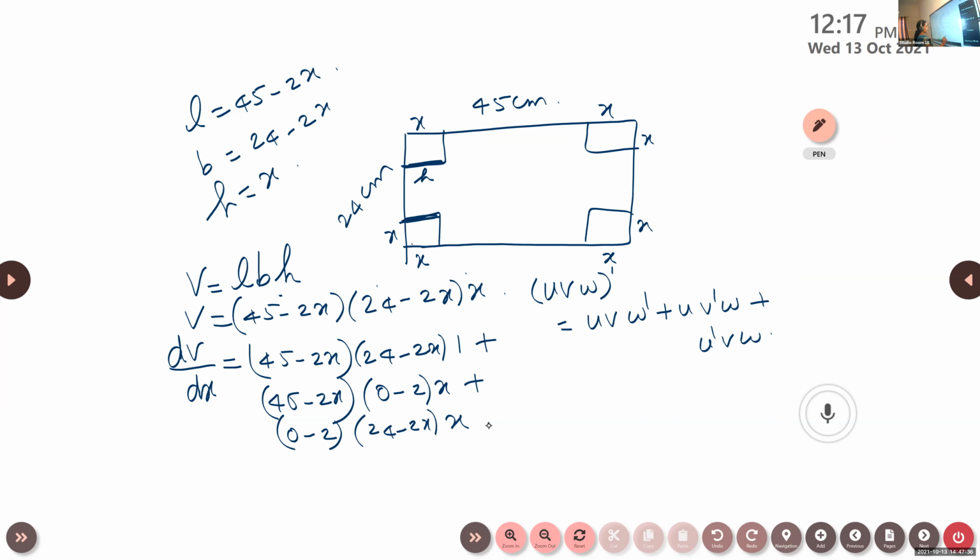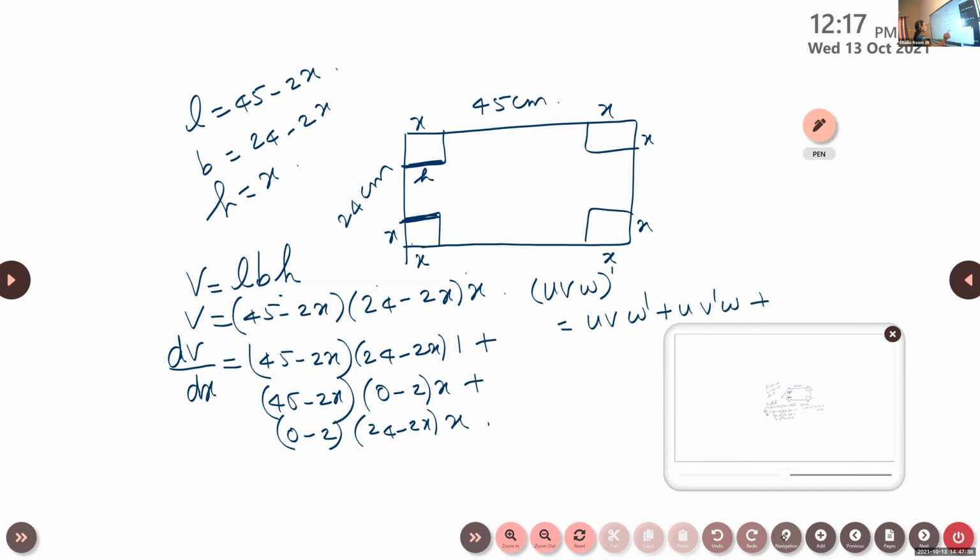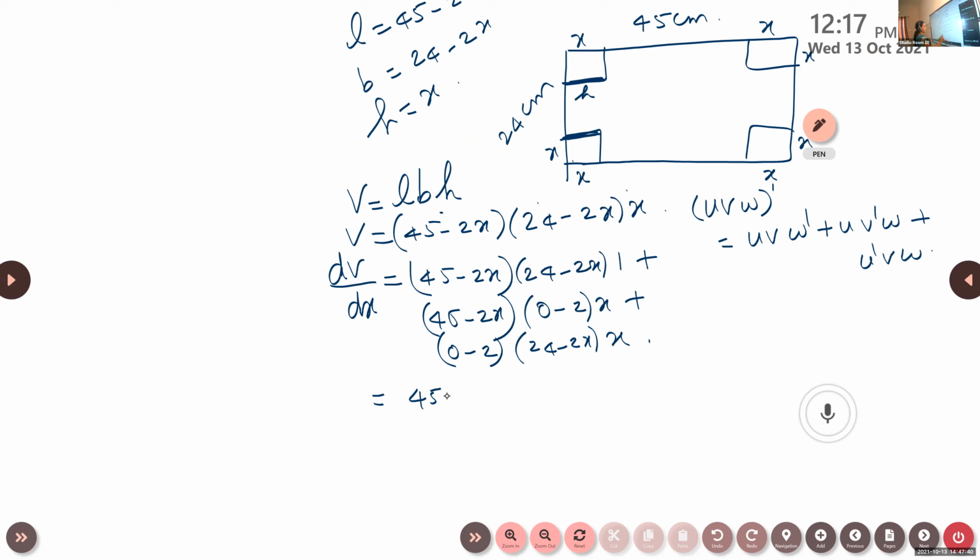When you simplify this, what will you get? 45 minus 2x into 24 minus 2x, minus 2x into 45 minus 2x, again minus 2x into 24 minus 2x. If you want, we can again simplify this. You can open the bracket, simplify and find out what is the maximum value.